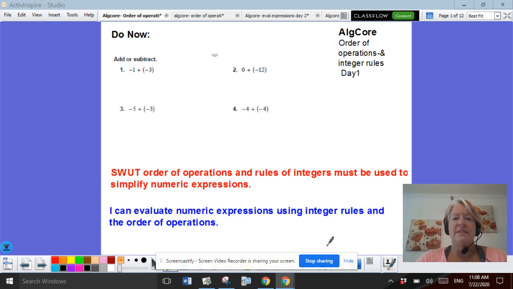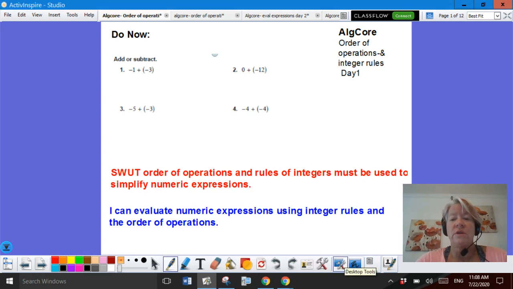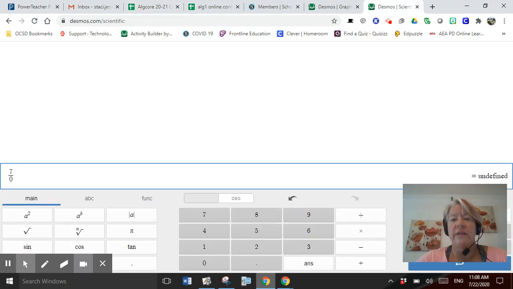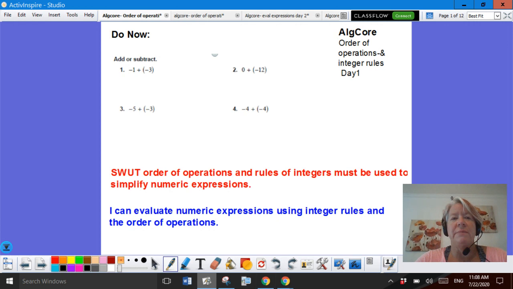All right, so we're going to start today with order of operations and some review of integer rules. Hopefully most of this is review for you. You might want to have your Desmos scientific calculator open to help you a little bit, but for the most part, we should be able to do most of this in our head.